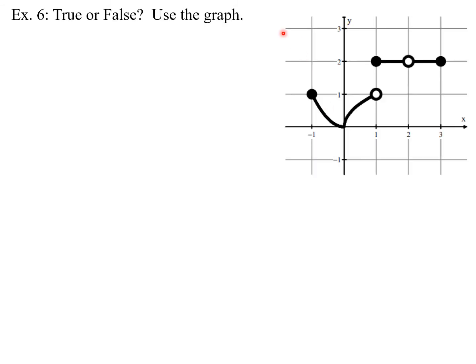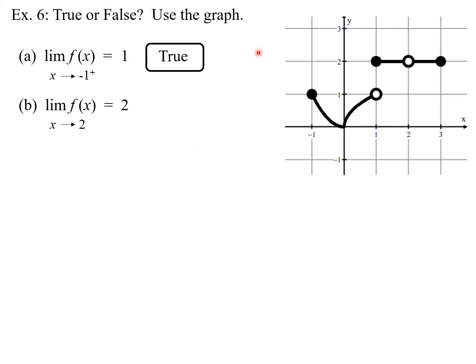All right. I'm going to have you pause the video now and come up with some answers to these, and I'll go over it. So what about this one? Is this true or false? Pause and come back when you have an answer. All right, we're approaching -1 from the positive side, which will lead us right there. That's 1. It says it's 1, so that statement is true.